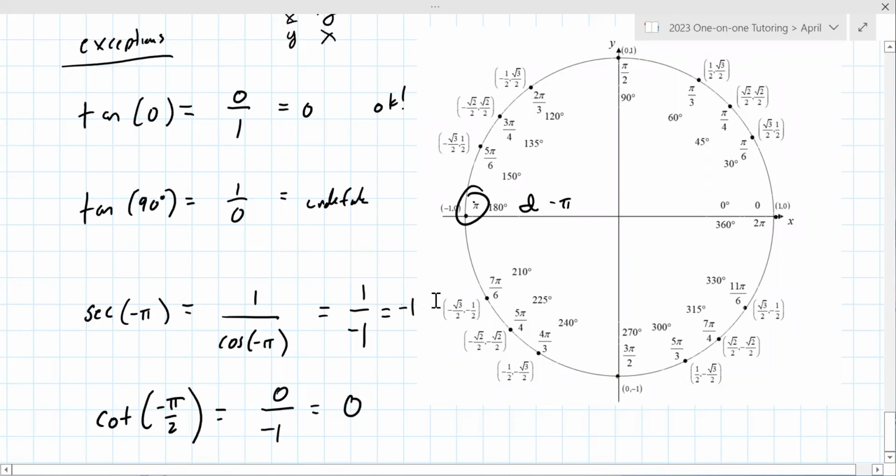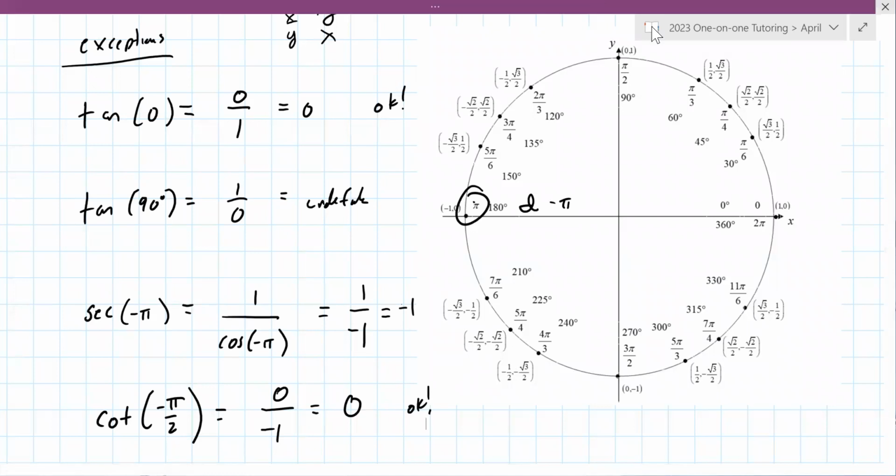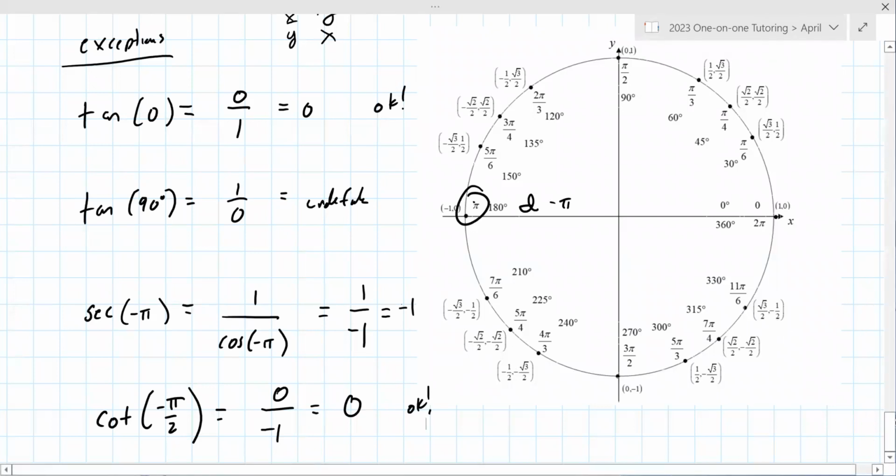Just be very careful here because it's easy to flip them, right? And you're like, ah, is it undefined or not? If it comes out to 0, it's okay, but if there's a 0 on the denominator, then it's undefined. That's right. And you'll probably get one on your quiz that's undefined. And it'll come from one of these here.